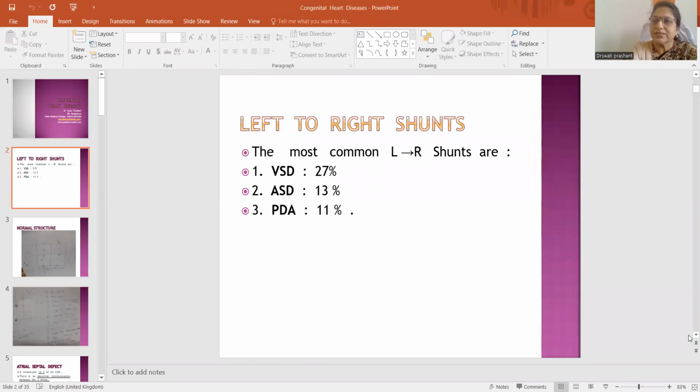Amongst the cyanotic congenital heart diseases, just remember the five most common: tetralogy of Fallot, tricuspid atresia, truncus arteriosus, transposition of great vessels, and TAPVC. Now we'll begin with left to right shunts. The most common left to right shunts are VSD, which comprises 27%, ASD 13%, and PDA 11%.